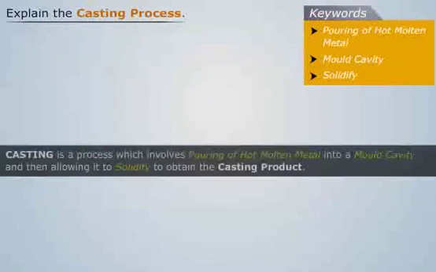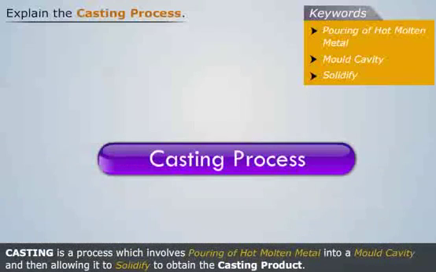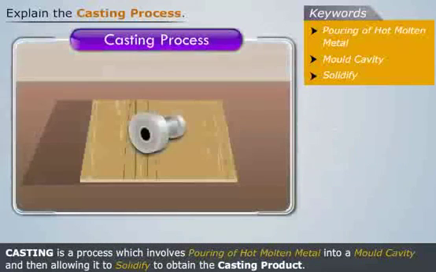Casting is a process which involves pouring of hot molten metal into a mold cavity and then allowing it to solidify to obtain the casting product. To understand the casting process, let us make this material through casting.